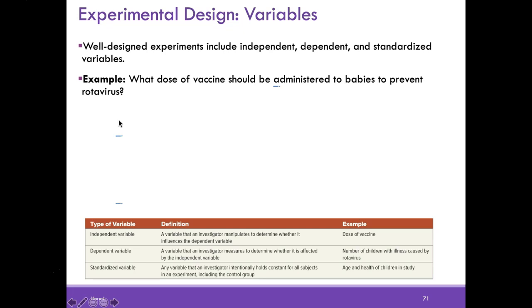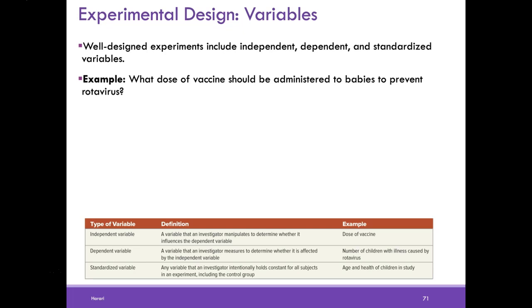Suppose we're doing an experiment on what dose of vaccine should be administered to babies in order to prevent a rotavirus illness. Pause here and tell me, what would the independent variable be?